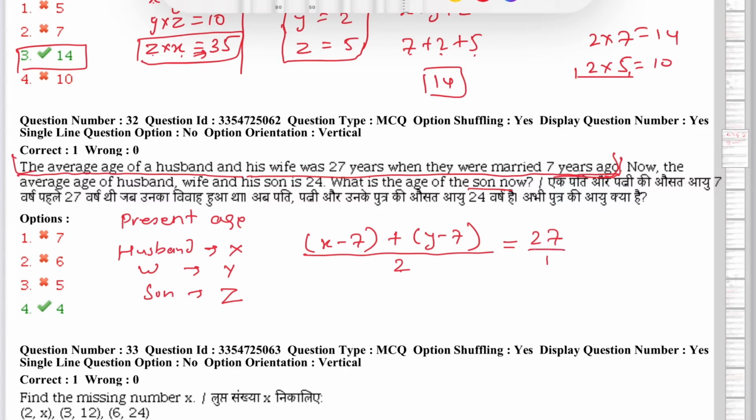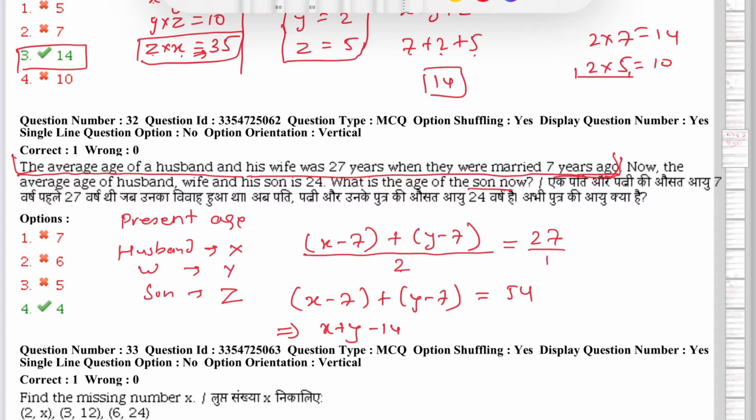To solve it we can write it as X minus 7 plus Y minus 7 is equal to 54, since 27 into 2 is 54. We can further solve it as X plus Y, and it will become minus 14.